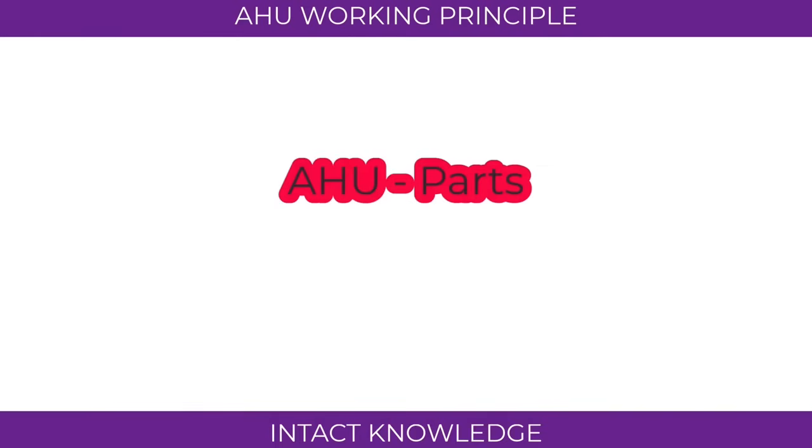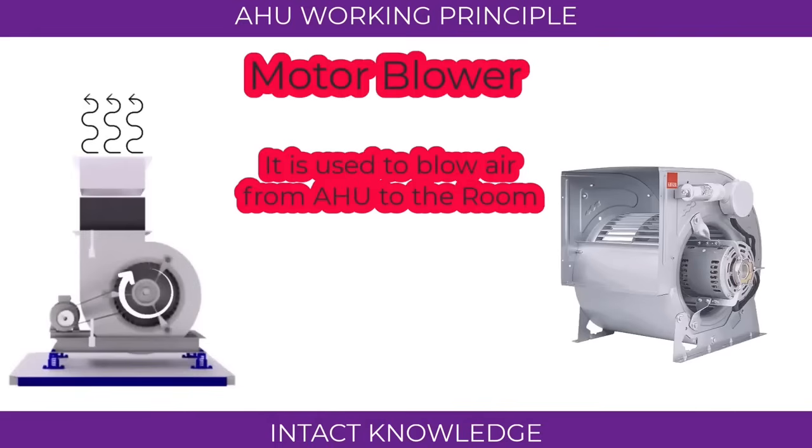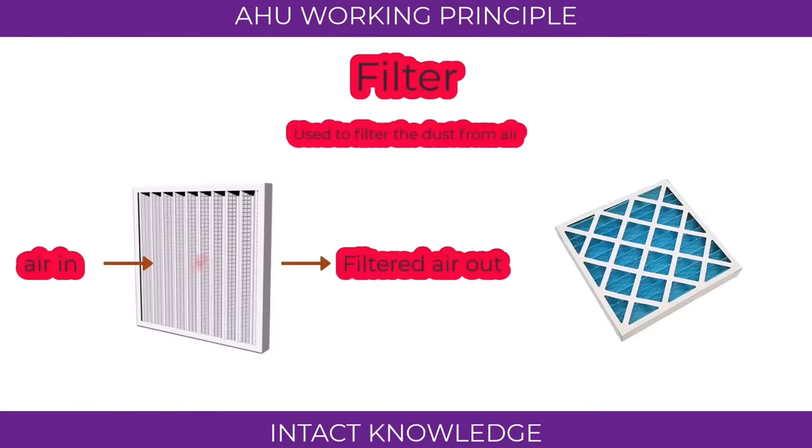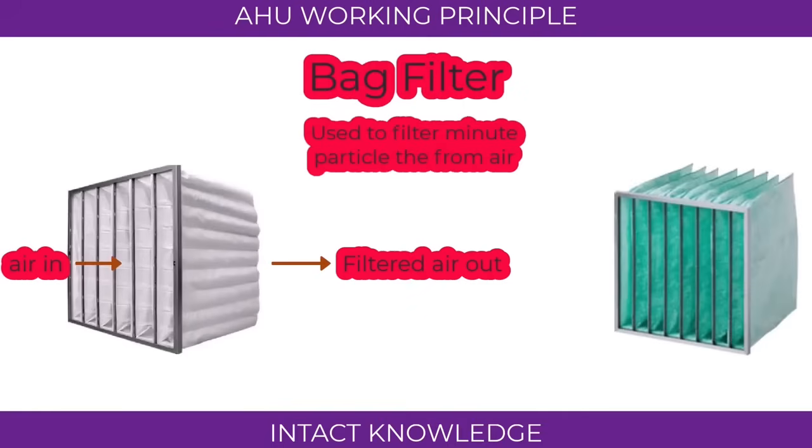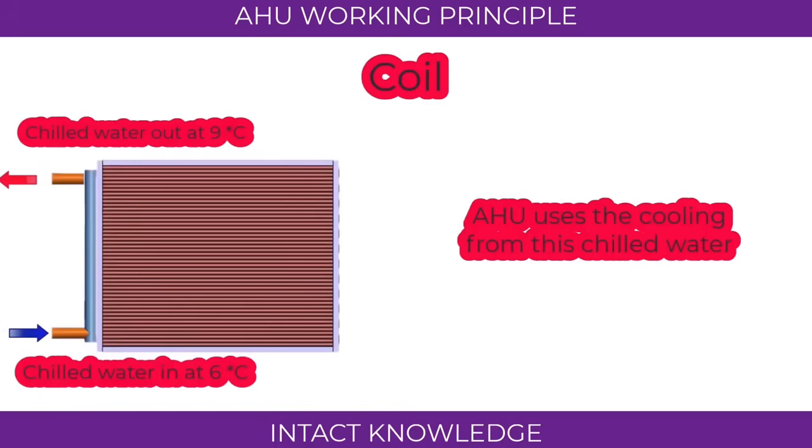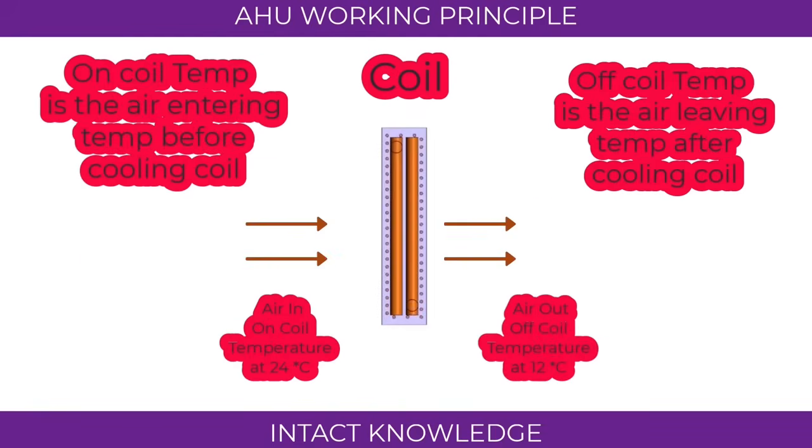The parts of the AHU are: motor blower. It is used to blow the air from the AHU to the room. Filter. It is used to filter the dust from air. Bag filter. It is used to filter the minute dust particles from air. Coil. Chilled water from the chiller travels through this coil. The AHU uses the cooling from this chilled water to distribute chilled air to the rooms.